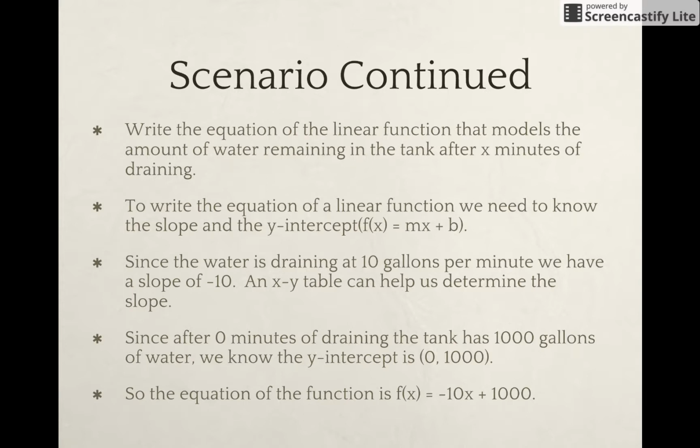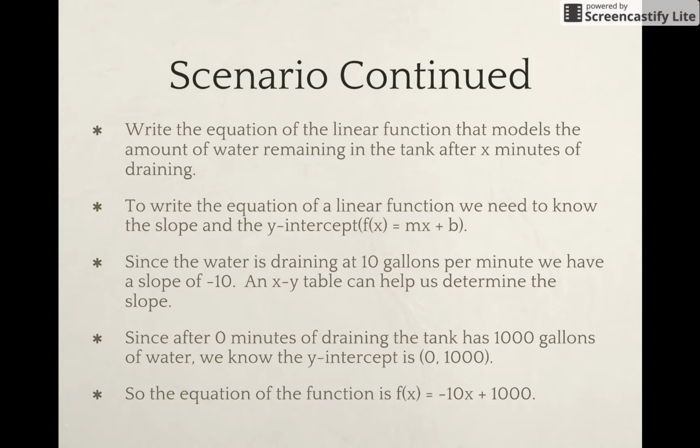So since the water is draining at a rate of 10 gallons per minute, we will have a slope of negative 10, as we mentioned before. And we could also use an xy table to determine this slope.